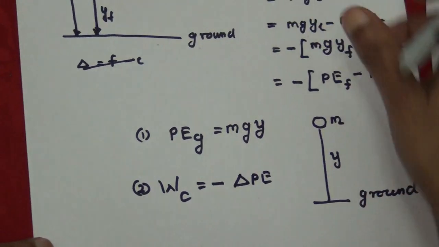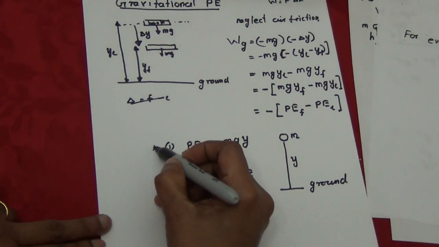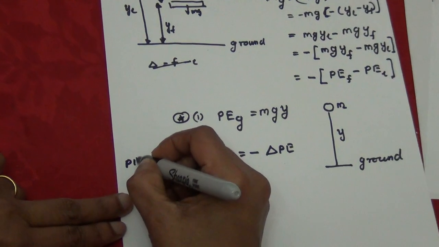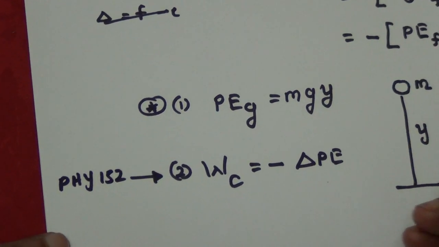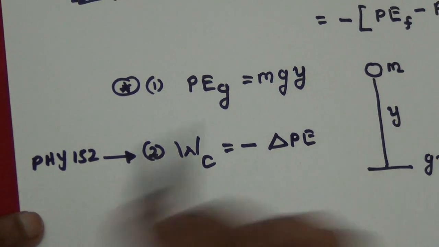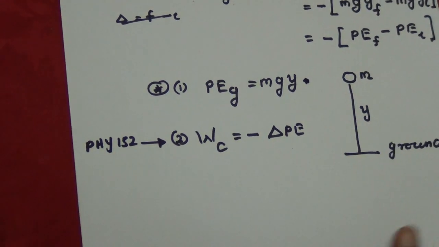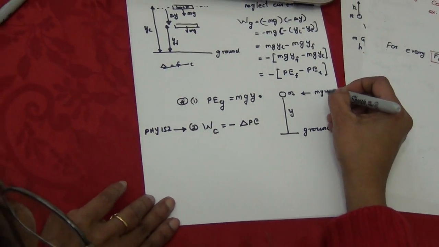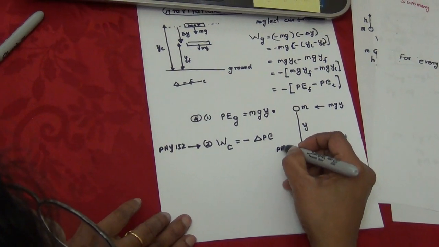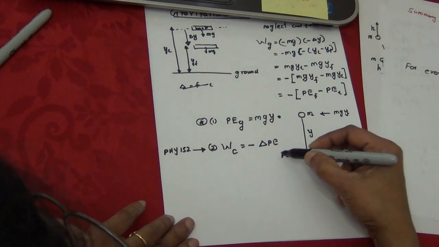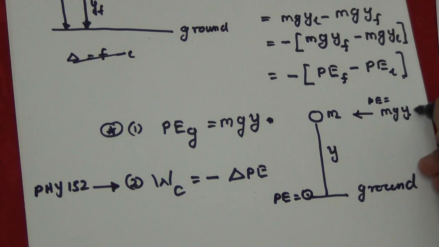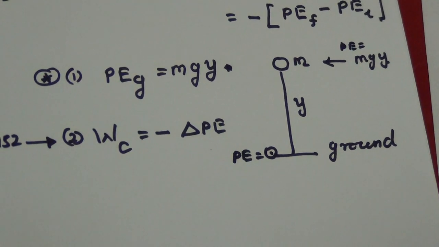Actually, throughout this derivation, we derived these two. This is the one we are going to use in this course. This one you will use again in PHY 152 when you derive electric potential energy, right? So let's concentrate more on this one. So when I draw this picture, the potential energy is actually mgy. Actually, we are taking the potential energy at the ground level as zero, and relative to that, this object now has potential energy which is equal to mgy, right? So let's see a little more about the potential energy.